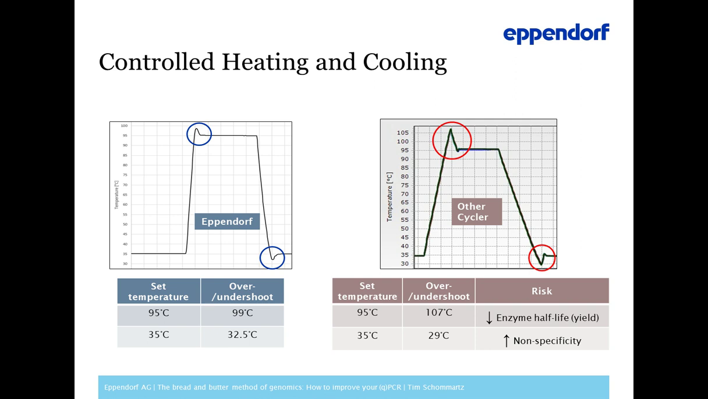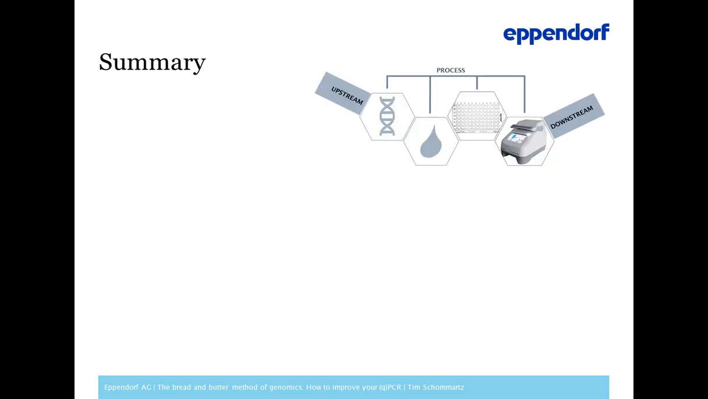So if you want to go to a temperature of 35 degrees, the Eppendorf cycler only undershoots to 32.5 degrees, whereas the other cycler undershoots quite heavily to 29 degrees, and this will give rise to non-specific bands. So that is a very small thing which is often overlooked, but that can really make the difference for more complicated PCRs. I've been talking for quite a while now, so I will come to a summary.